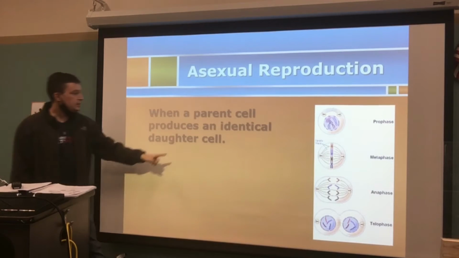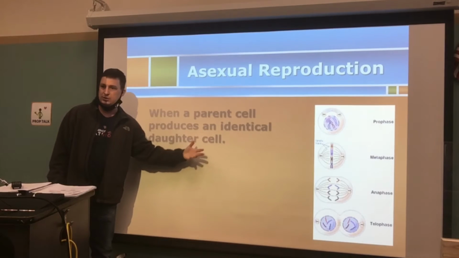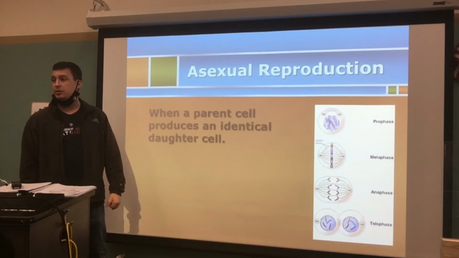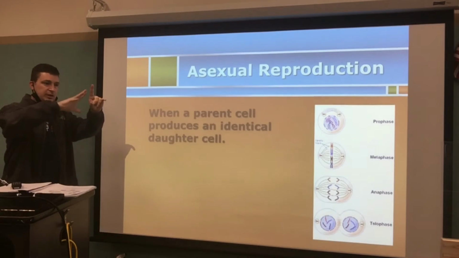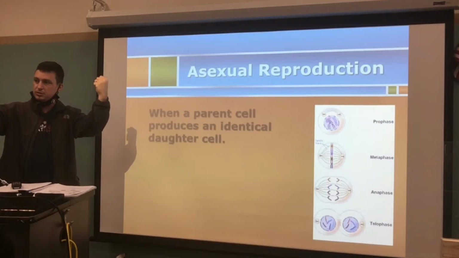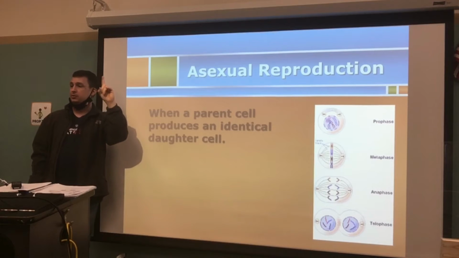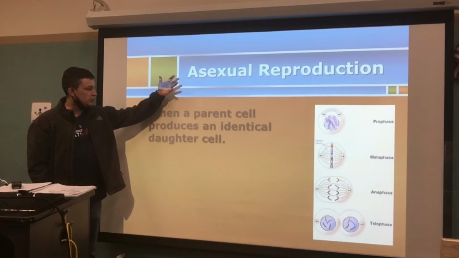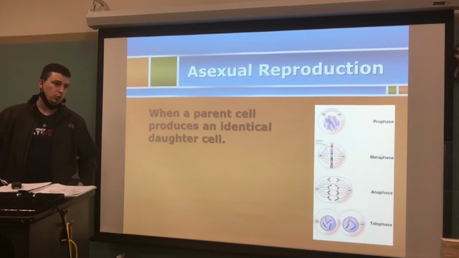All right, so the definition is this. When a parent cell produces an identical daughter cell, right? We know that's what happens in mitosis, don't we? We start off with 1 parent cell. It reproduces and duplicates to 2 daughter cells. But those 2 daughter cells are exactly like the original 1 parent cell, aren't they? That's asexual reproduction. So asexual reproduction is mitosis. They're the same thing. Whoa.